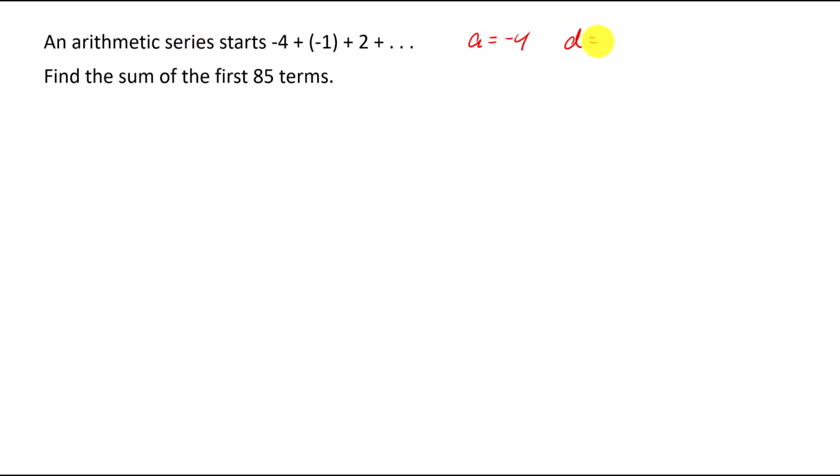Be very careful, guys, when you're finding D, because a lot of you look at this and you go, oh, that's easy, I know that, and then you miss a sign or something happens. So it's safe to say D is going to be -1 minus the term before it, which is -4. And so in this case, D is actually 3. All right, so I've got A, I've got D. They're asking me to find the sum, so that tells me that this one is going to stay S sub n. I don't know that one. But we're finding the sum of the first 85 terms, so n equals 85.